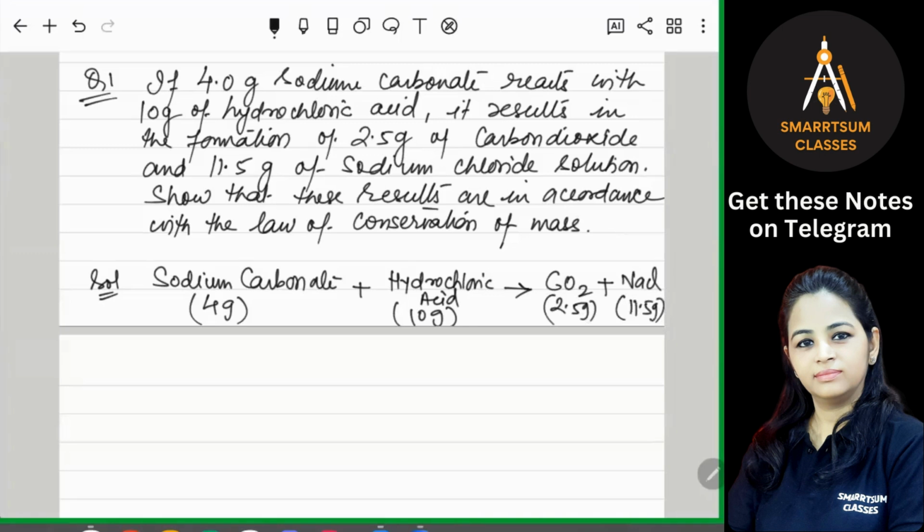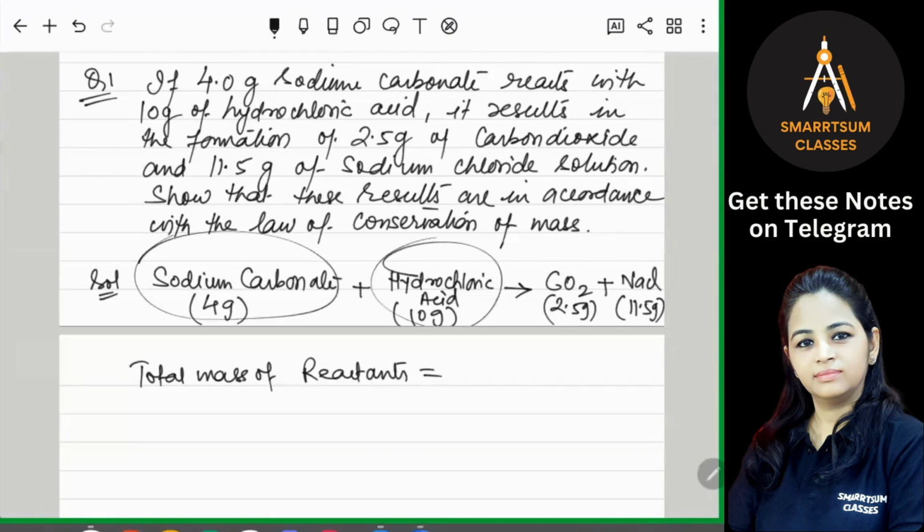Now let's see what is the total mass of the reactants. Reactants means which are reacting. These are the compounds which are reacting, so these are reactants. So what is the total mass? 4 gram plus 10 gram, so 4.0 plus 10, that is 14 gram. This is the total mass of reactants.